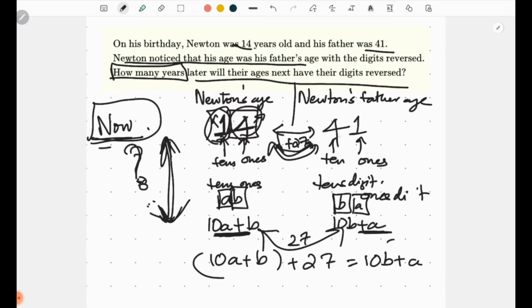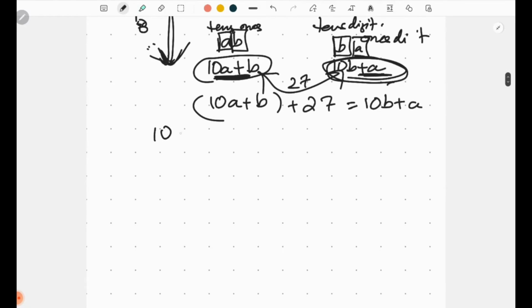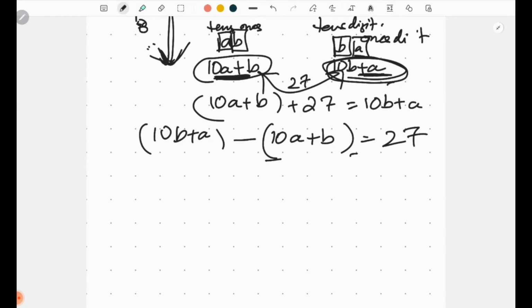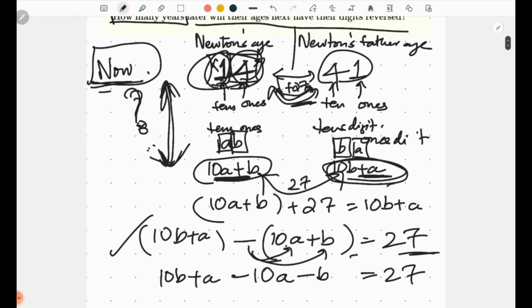Or I can write, so here 41 minus 14 is 27. So same way, 10B plus A minus of 10A plus B is equal to 27. Either way you can write this. Be careful to put brackets if this is the way you are writing it. Then we can expand this, right? So 10B plus A, I'm going to keep it as it is. I'm going to distribute this minus sign to both 10A and B. So this becomes minus 10A minus B is equal to 27. I hope you understood what we are doing here.